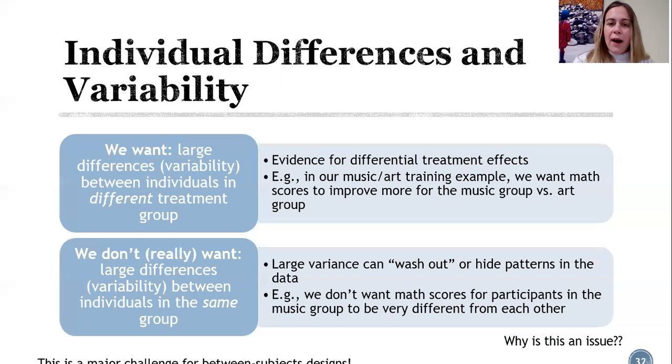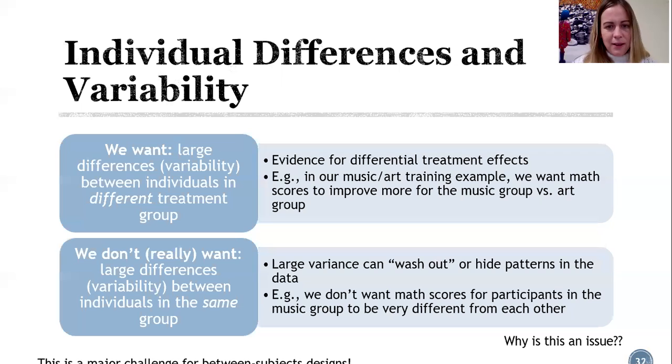So we would want people in the music group to be rather similar in their math scores and kids in the art group to be rather similar within each other so that we can show that there's a difference between groups. If there was a lot of variability, we've got kids that are really strong in math and not so strong in math, then it would make it harder for us to see that music improves their math. This is a major challenge for between subjects design.